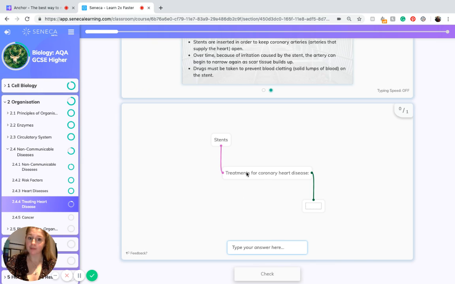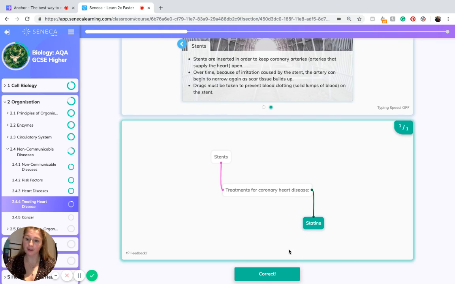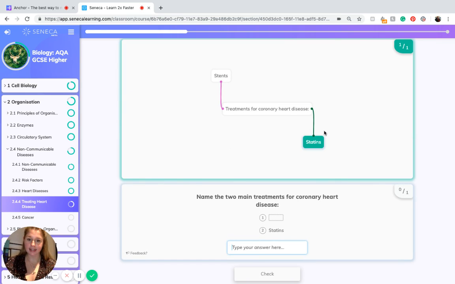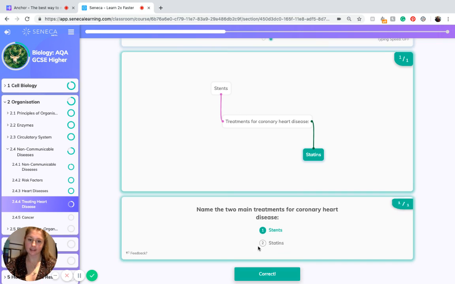So let's just recap these two treatments as stents and statins. One is a physical structure inside the coronary arteries, and statins are drugs. So the two main treatments, just again, are stents and statins.